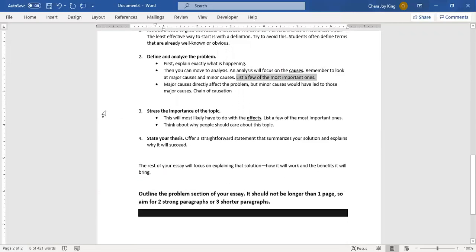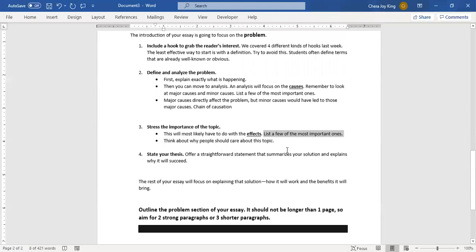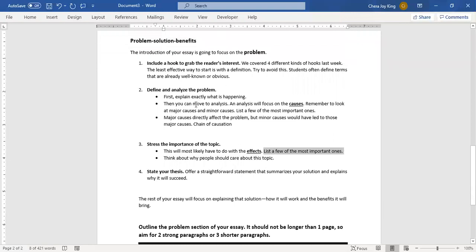Your second paragraph is going to stress the importance of the topic. So this probably has to do with effects. Why is this important? Well, this problem could lead to another effect, another effect, another effect. You might think about why people should care about this topic, and that would lead you to some effects. So the details of this paragraph are just going to be a few of the important effects. First of all, what is the problem and why is it happening? And then why is it important? Because what could it lead to?